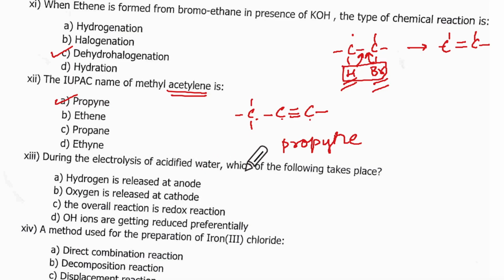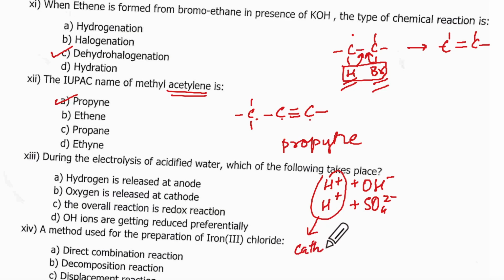During electrolysis of acidified water, what is the reaction that takes place? Now acidified water means I will get water giving me H+ and OH-. Acidified means H2SO4 will give me H+ and SO4 2-. Which are the cations? The cations are going to be at the cathode, migrating, liberating H2, which will be 2 volumes.